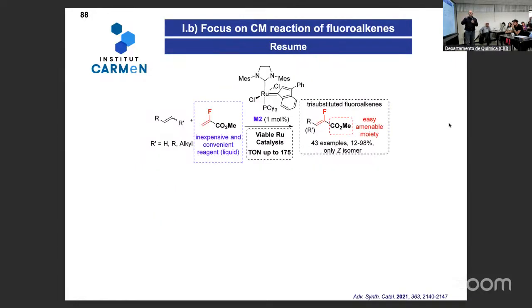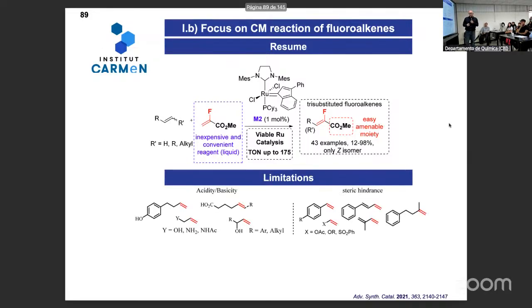Okay, so to resume, we developed this kind of reaction with 3 examples to 12. It's not so high, but 98% of yield. Only the Z isomer, and we get access to an ester group that you can easily post-functionalize. Next, please. There is some limitation.